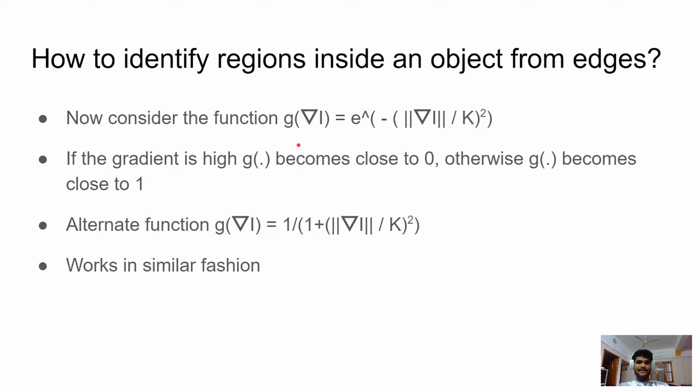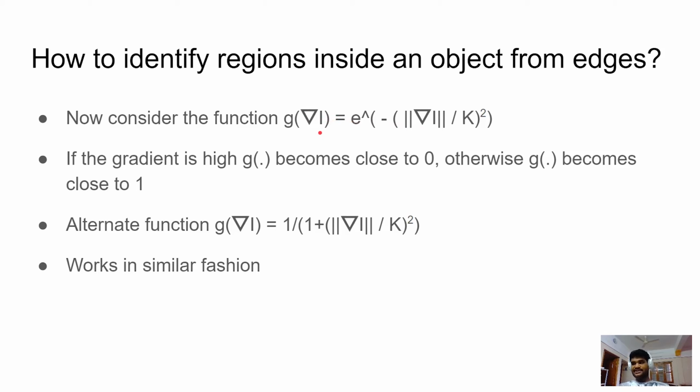Now C is nothing but a function g which is applied on the gradient of I. Remember this carefully. C is equal to g of gradient of I. A simple exponential function does the work for us: e to the power minus norm of gradient over k squared. Now we can control the constant k as we want, but the catch here is that if the gradient of intensity is very high, it makes the function g equal to 0. And if the gradient is small, it makes it equal to 1. Now we have achieved what we want.